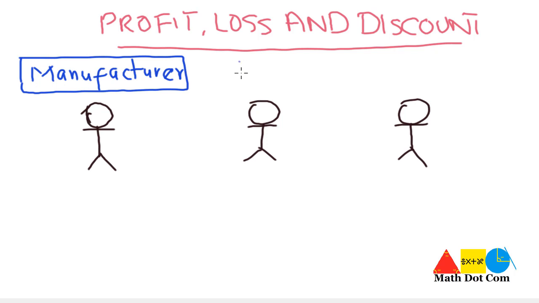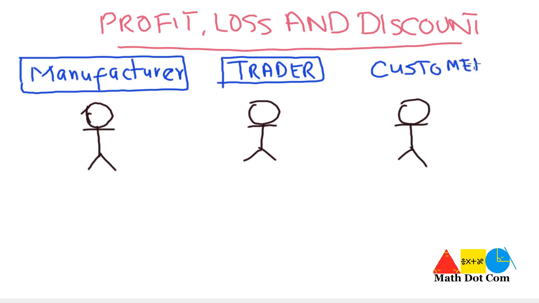Then this is a trader, a person who is doing a business of trade, that is, sale and purchase of certain things. Then we have a customer, a person who buys a certain thing from the trader. A trader could be a shopkeeper, any person who buys and sells things to the customer. So these are the three people who are involved in the concept of profit, loss, discount, or in the concept of buying and selling.